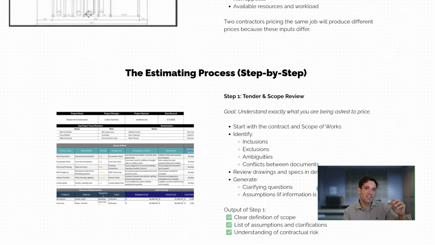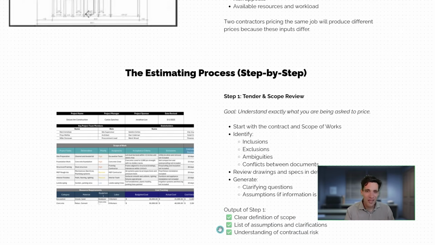Then, based on having an understanding of the scope and what you're being asked to price, you can review the drawings with this as context. Now, the output of step one will be any clarifying questions that you need to ask your client to resolve, so RFIs, but also your assumptions and clarifications. How are you proposing to price the project? And you should also have a key understanding of the risks and opportunities associated with the project.